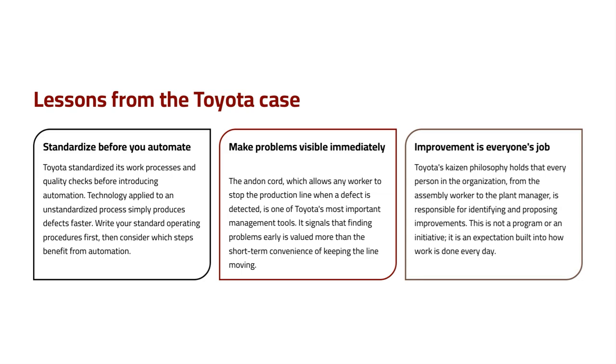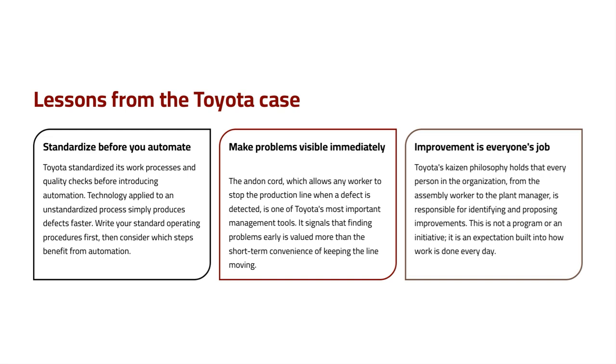Another important point is to make problems visible immediately. Toyota uses something called the andon cord, which lets any worker stop the production line as soon as they see a defect. This shows how much Toyota values finding problems early, even if it means disrupting the workflow temporarily.